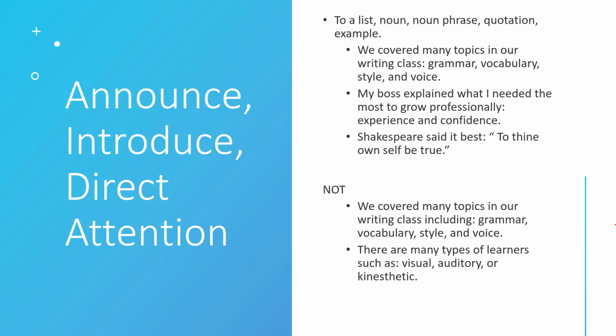Words such as including and such as take what is before the colon and turn it into a dependent clause. Therefore, before your list, you need to delete those two colons so you just have a sentence that reads including grammar, vocabulary, style, and voice, or such as visual, auditory, or kinesthetic. You do not want the colon after those two examples.